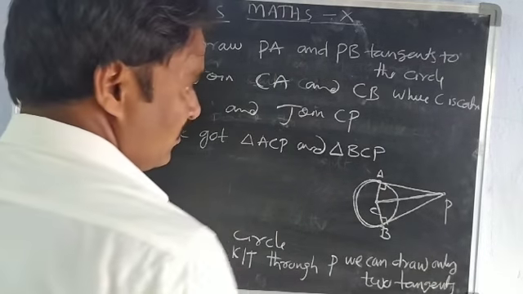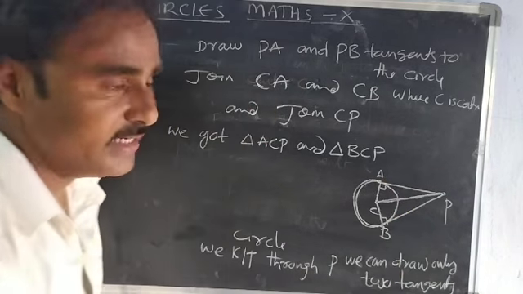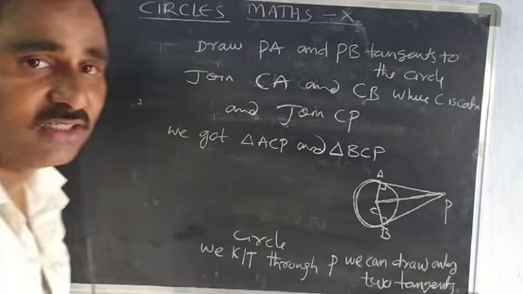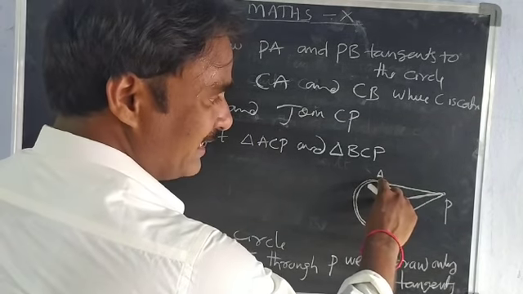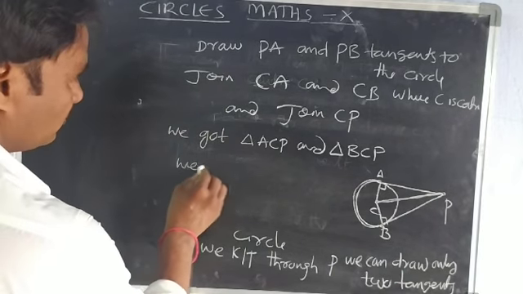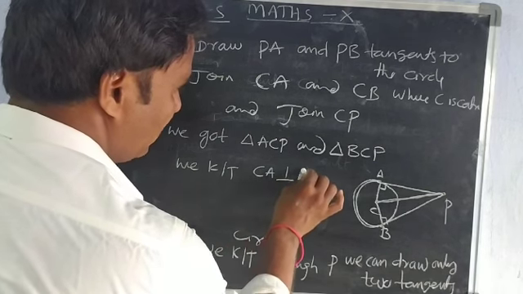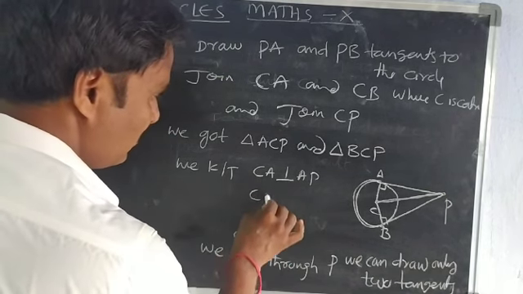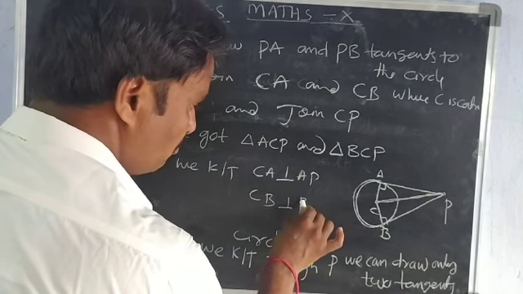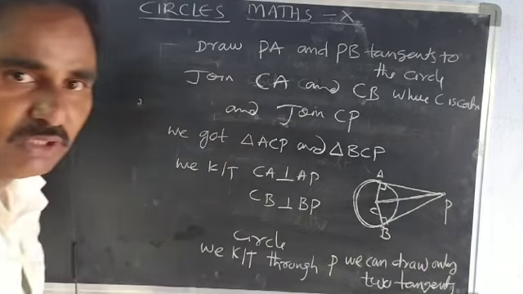Why? Because already we know that the radius, the line joining the point of tangency and the center, is always perpendicular to the tangent. So we know that CA is perpendicular to AP, CB is perpendicular to BP.